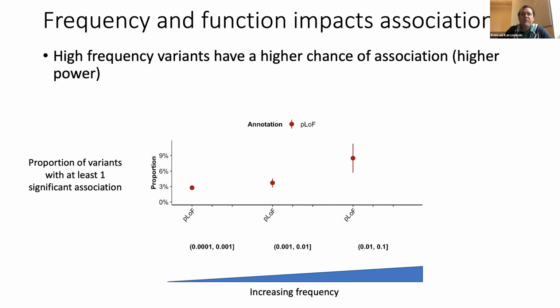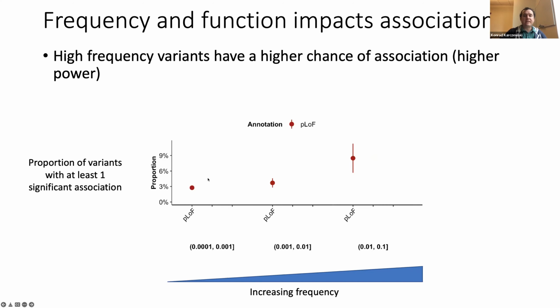So one thing we want to do is compare the frequency of loss of function variants that have significant associations with at least one trait. So this is just loss of function variants. And the idea here is that as you increase frequency, you tend to have more variants associated with at least one trait, which is not particularly surprising due to power. As variants get more and more common, you have higher power for discovery. So you do expect a positive trend here.